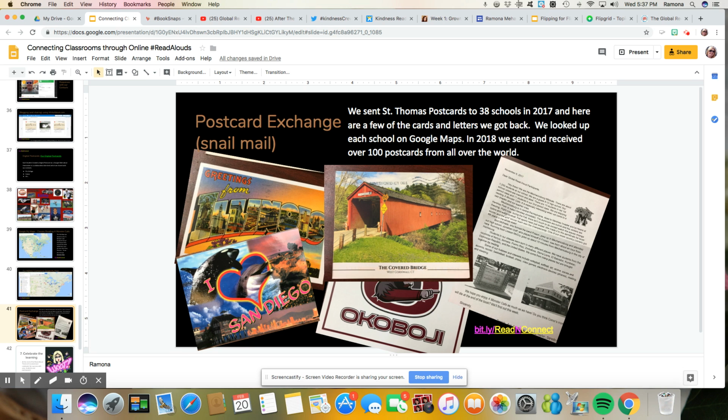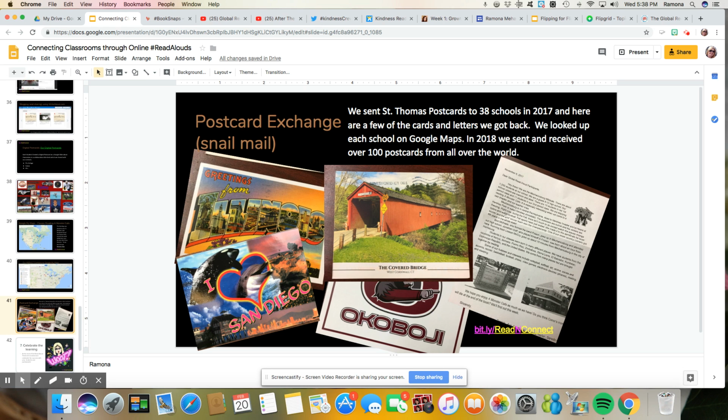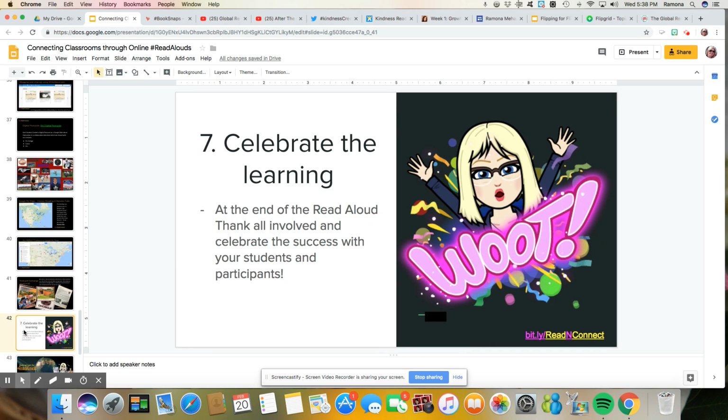Now, this year in 2018 for Refugee, we sent and received over 100 postcards from over the world. We had a bulletin board set up in the room that was absolutely full of all these postcards. Some schools sent postcards, some sent letters. And then when the Global Read Aloud was over, we shared out all the postcards, and the kids thought it was great that they got to take home a real live postcard, something that they don't get a lot of in their lives anymore.